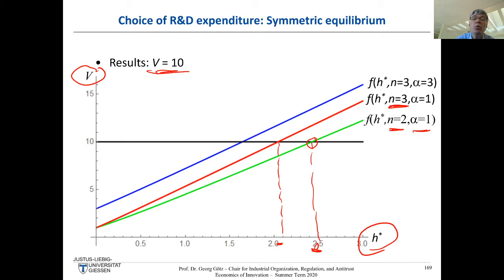Now, finally, the blue line, here we compare, in both cases, in the case of the red line and of the blue line, we have 3 firms being active.